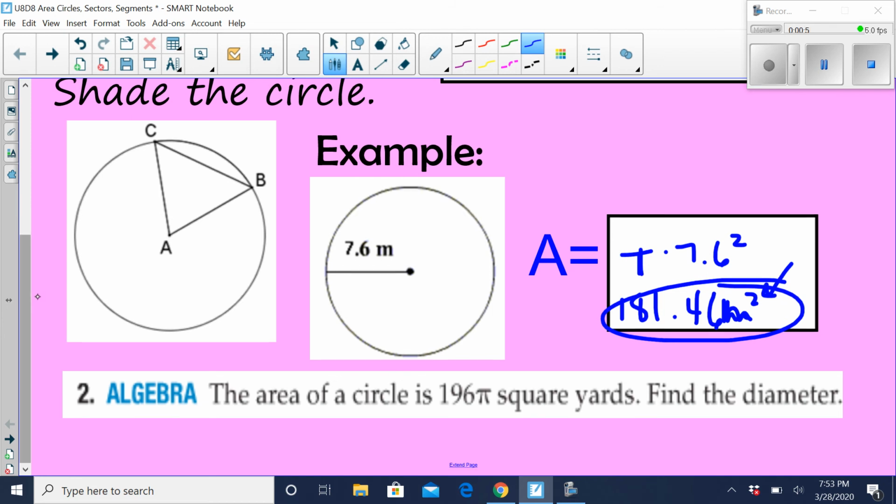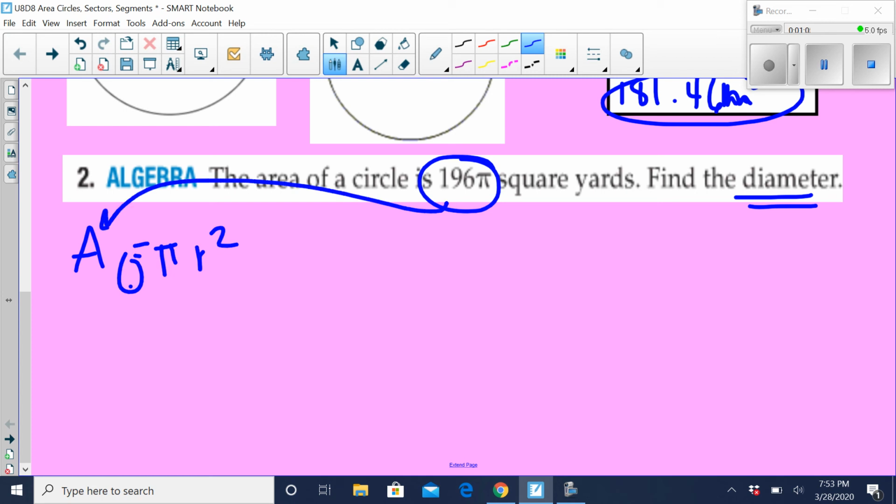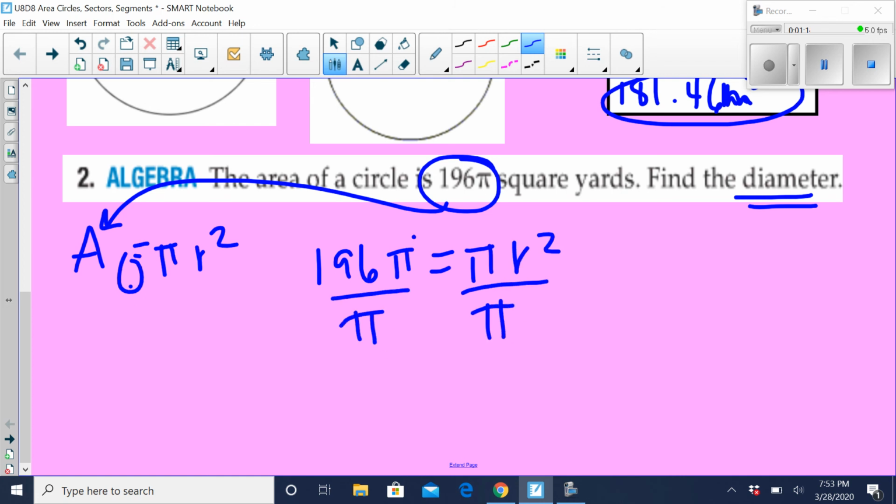Okay, next example is just an algebra example, and it says the area of the circle is 196 pi square yards. Find the diameter. So I take my area of a circle formula, which is pi r squared, and I'm going to take this area and plug it in for A. So I get 196 pi equal to pi times the radius squared. When I divide by pi on both sides, all the pi's cancel out, and now I have 196 is equal to the radius squared.